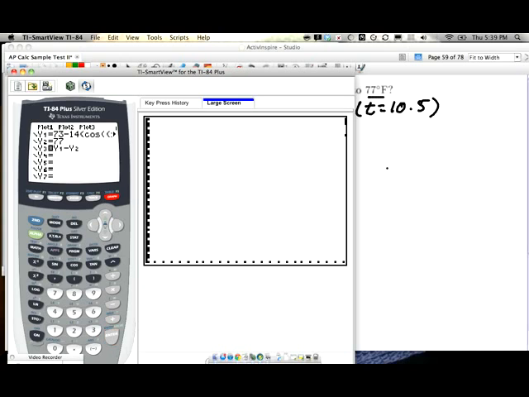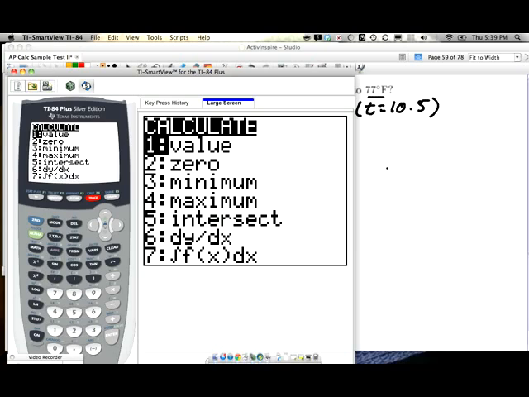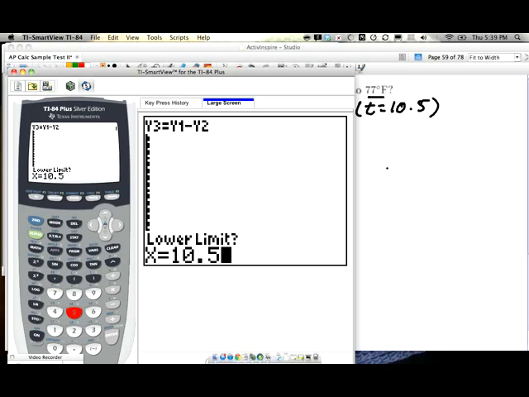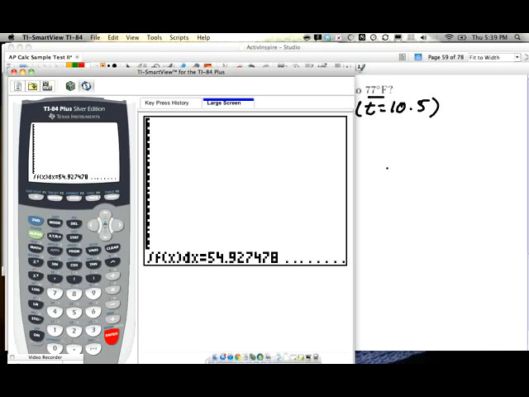So we graph it. We go to second, calculate. We're going to integrate. The lower limit this time is 10.5. The upper limit is 18. And the total cost, if we raise it to 77 degrees, is about $55. So we got $54.92.